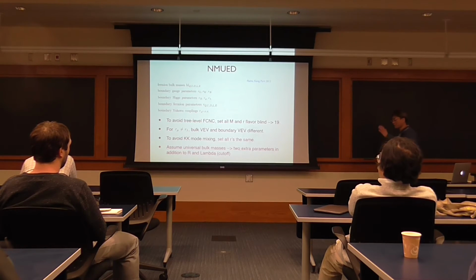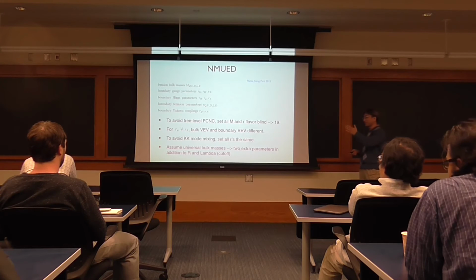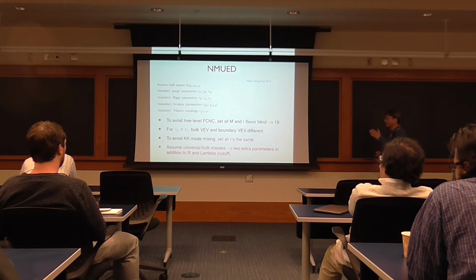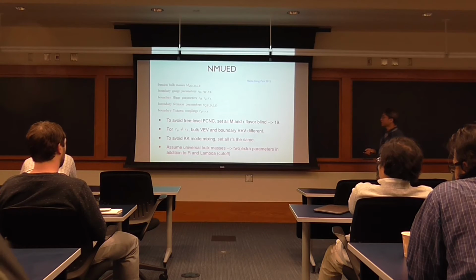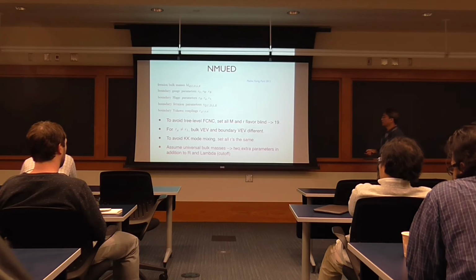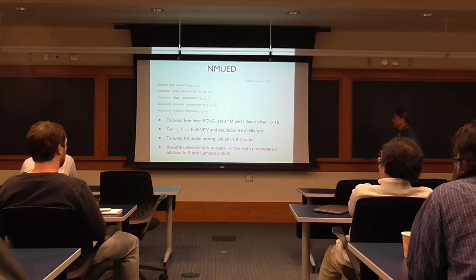So if you live on one brane, a particular brane, the vacuum VEV is 255, but along the extra dimension, the VEV actually becomes different. So there is some phenomenological implication of this, but I haven't investigated it yet. And there is also KK mode mixing.